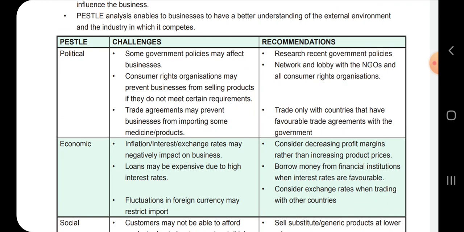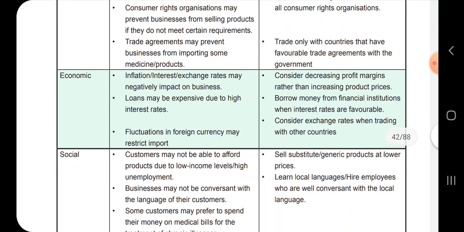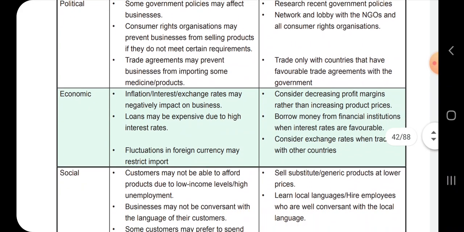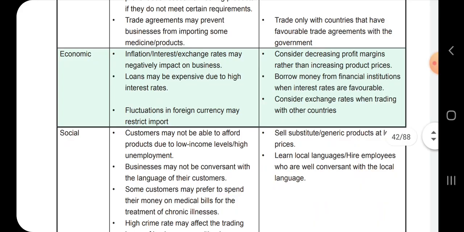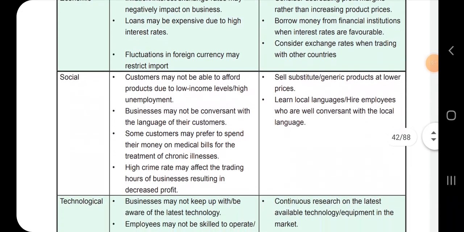So what is the recommendation? Research recent government policies before entering a market. Network and lobby with NGOs and all consumer rights organizations. And then with economic problems, inflation, interest rates and exchange rates may negatively impact businesses. Loans may be expensive due to high interest rates. Now, what is recommended for a business in order to deal with this challenge? Consider decreasing profit margins rather than increasing product prices. Borrow money from financial institutions when interest rates are favorable.